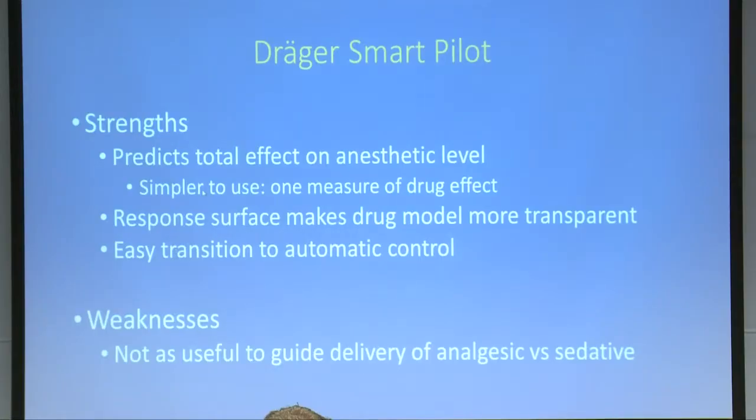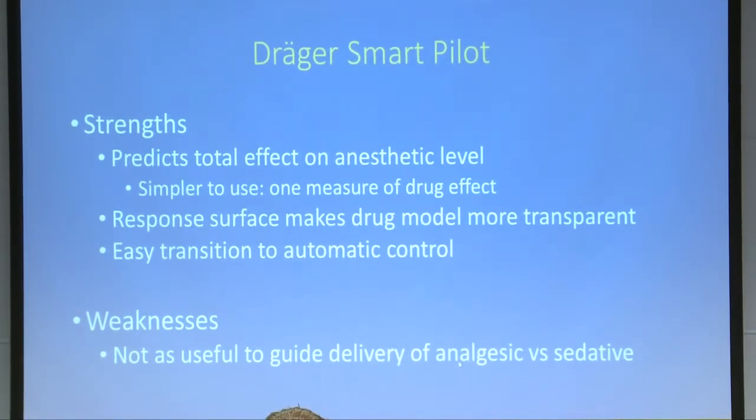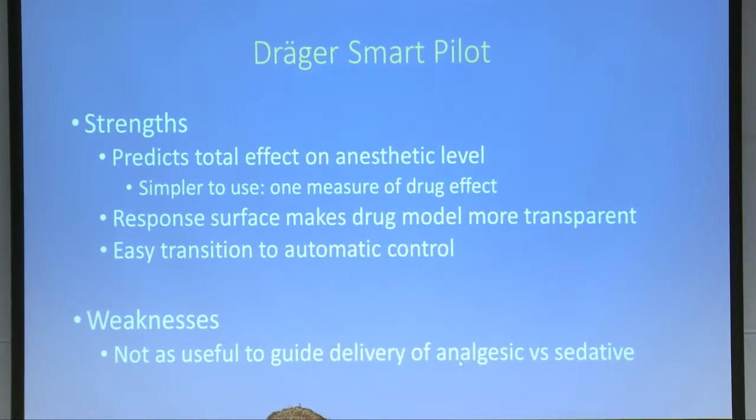The strengths of the Smart Pilot then are prediction of the total anesthetic effect that's simpler to use. The response surface is more transparent because it's shown in the display, and the transition to automation is all set and ready to go. I think one of the weaknesses would be that the analgesia and sedation are more difficult to manage because they're not shown separately in this display.